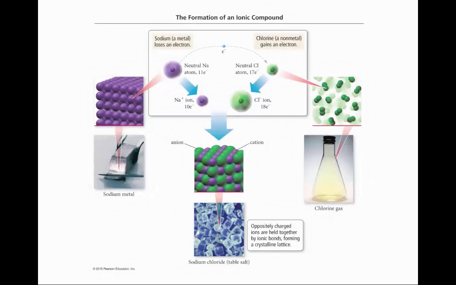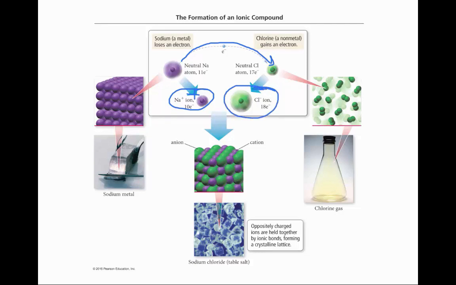And so here we've got our sodium metal with 11 electrons, one valence electron. It loses that one valence electron going over here to the chlorine atom that has 17 electrons and 7 valence electrons. When the sodium loses that one electron, it becomes a sodium ion here. Now has a plus charge. Our chloride ion now has 8 electrons and a negative charge.